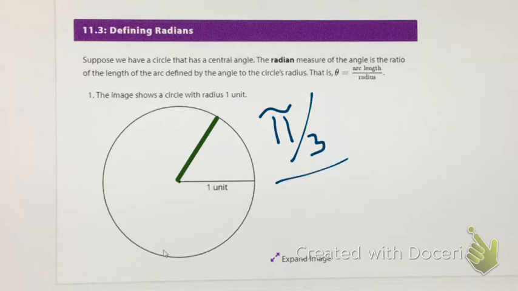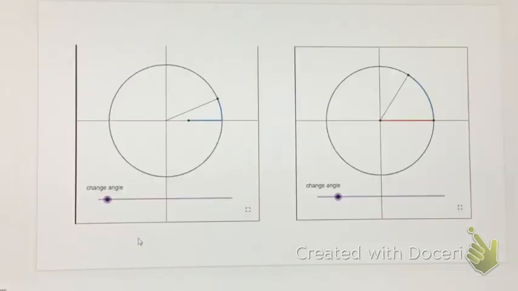And then you divide that by its radius here of 1 unit. It's pi over 3. If that circle gets bigger, the book kind of goes a little sideways on this. And we're not really as concerned with the arc length and the radius definition of radian. We're more concerned with the fact that you understand what it is. So here's a little quick demo. If you were in class, you would have seen this done live.